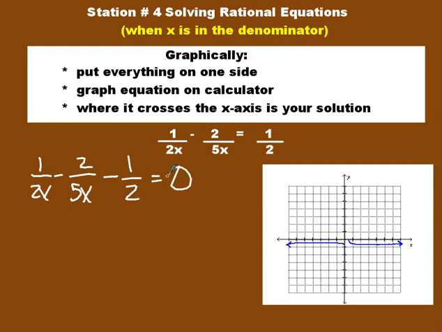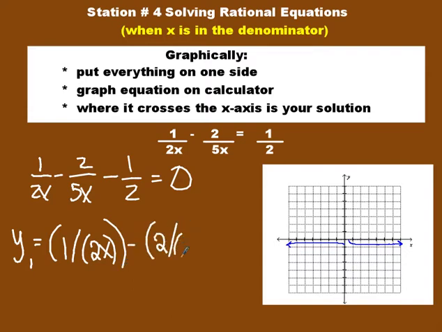Now that it's all set equal to 0, we can put it in our calculator. And we are going to need to use some parentheses. Go to y1 and be very careful. All your fractions belong in parentheses, and right here, I better tell it that whole 2x is all in the denominator. So I'm going to use some parentheses. Minus 2 over, that whole 5x is in my denominator, minus 1/2. And of course, we always put fractions in parentheses. So you enter it like this, and it looks like my lovely little blue graph over there.